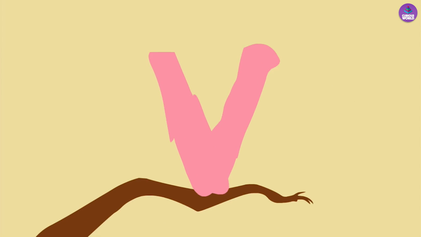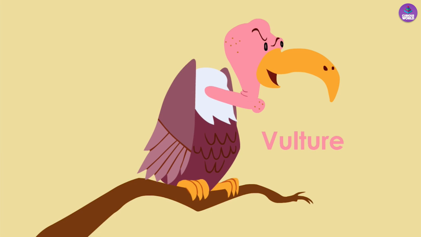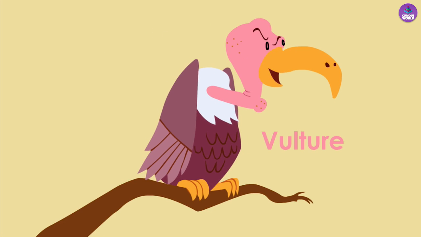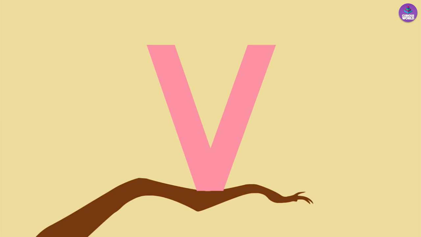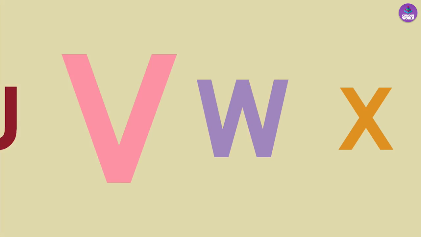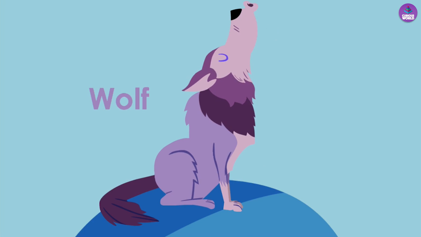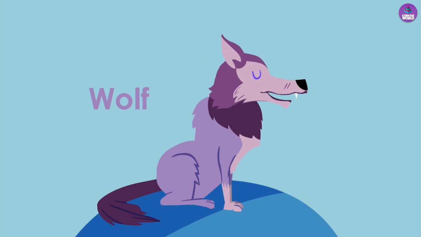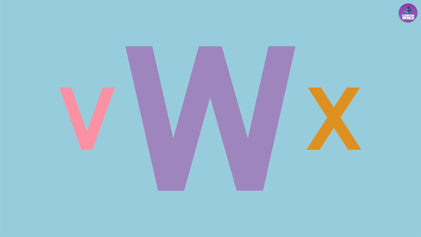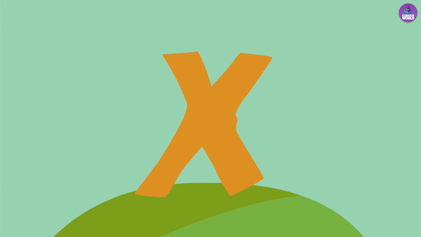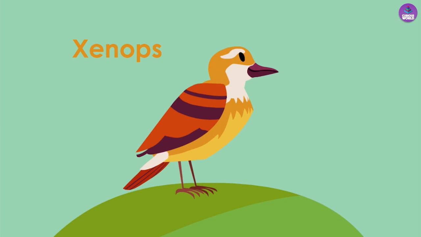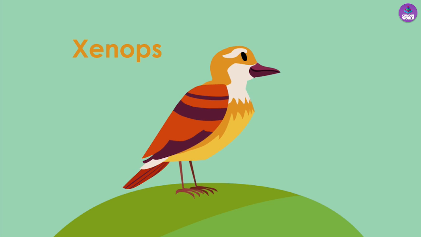V is for vulture. V. W is for wolf. W. X is for xenops. X.